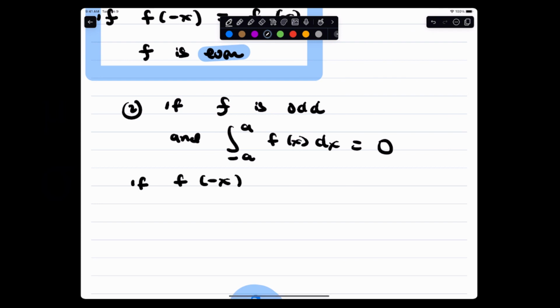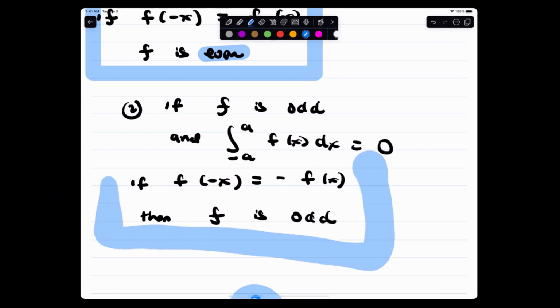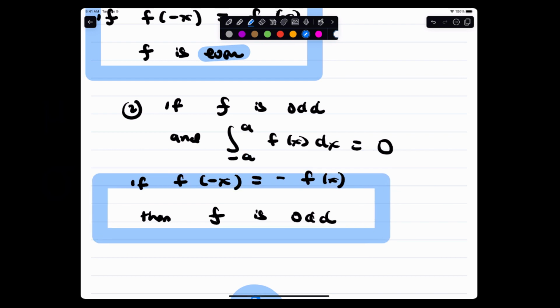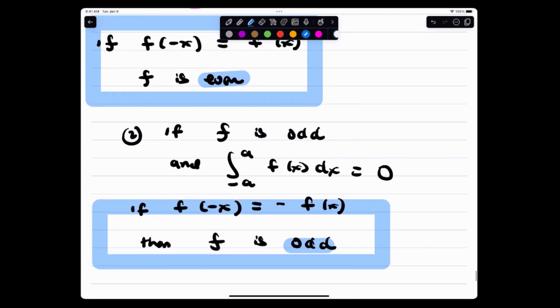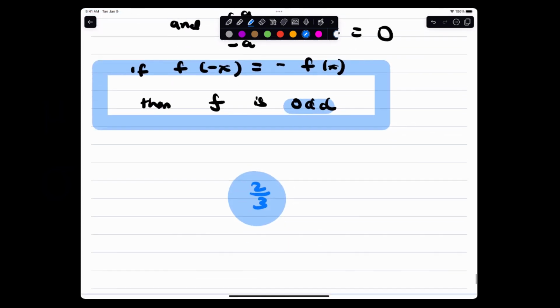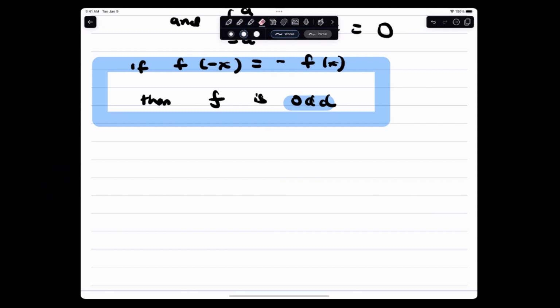Now you might say, what does it mean for a function to be odd? If f of minus x is minus f of x, then f is what? Odd. So it's like, don't even bother. Now, what's the easiest odd function you guys can think of? Yep. So I'm going to integrate x cubed dx from negative 2 to 2. Don't bother. It's 0.